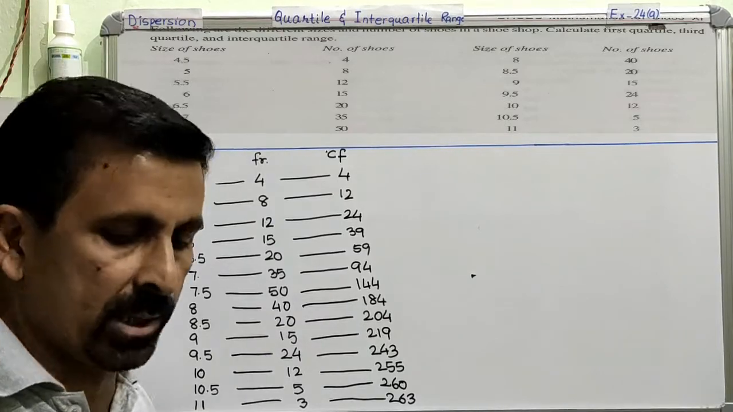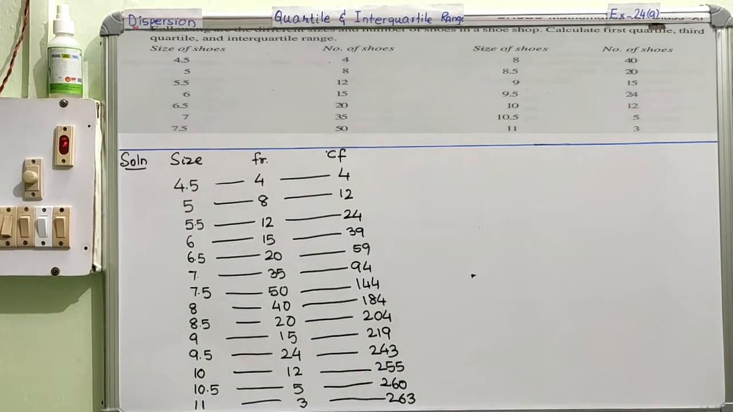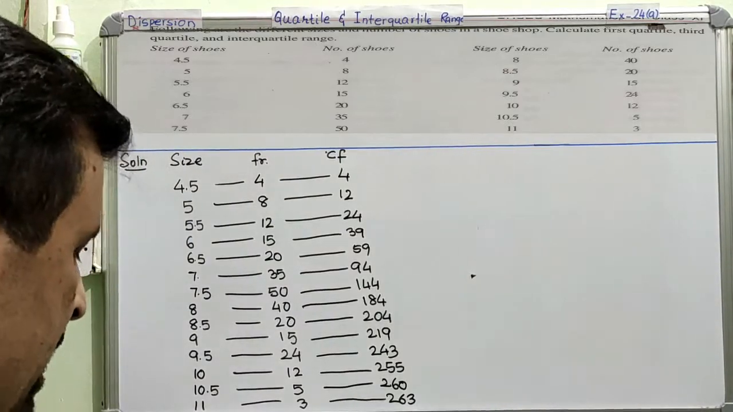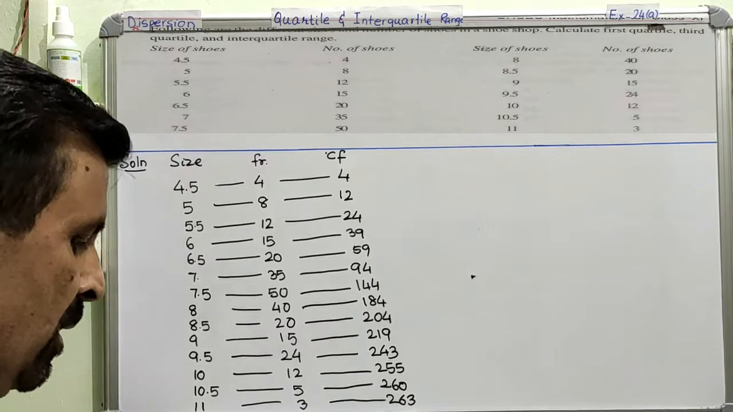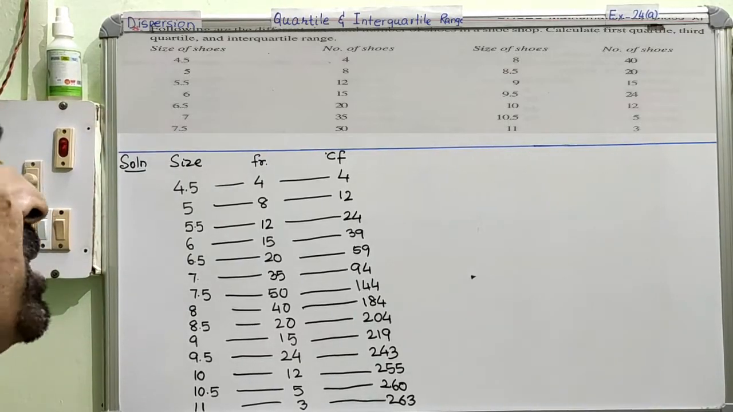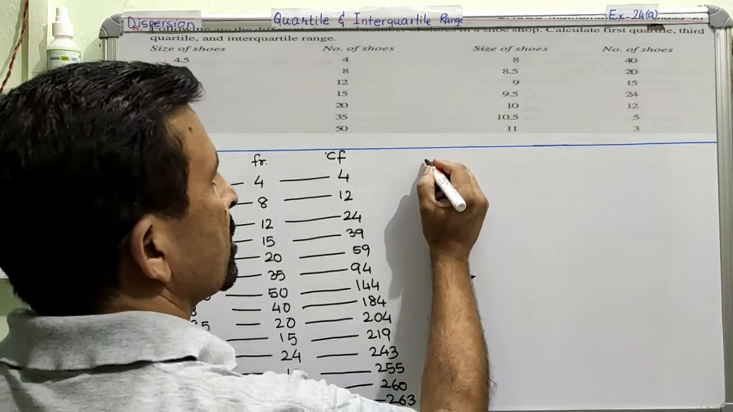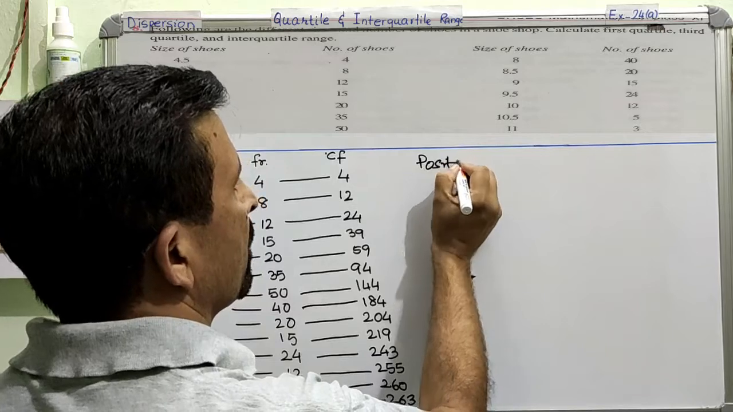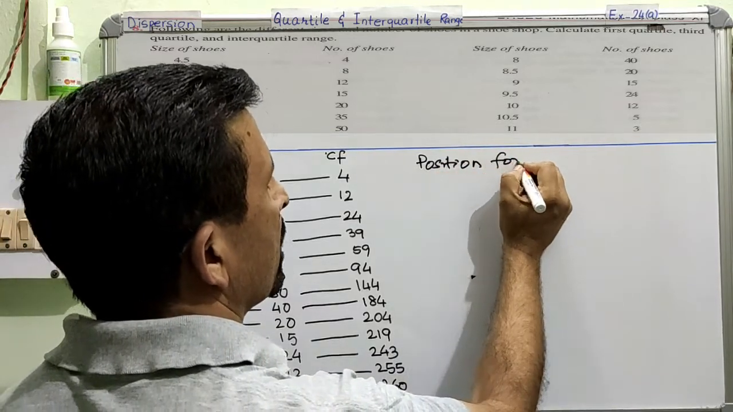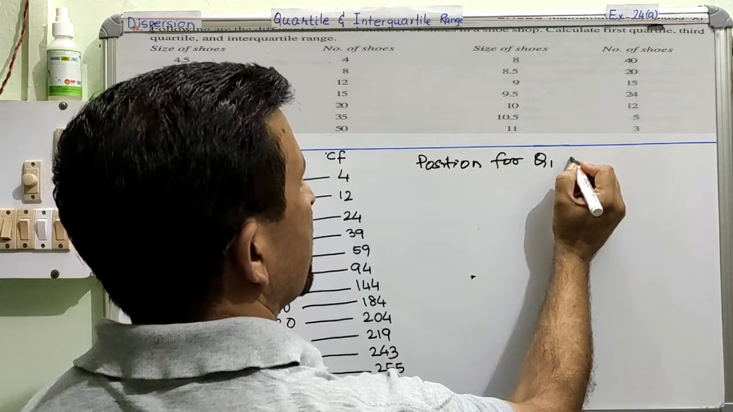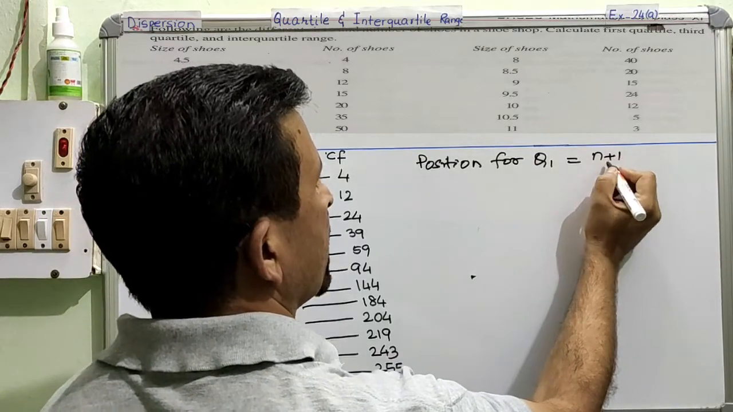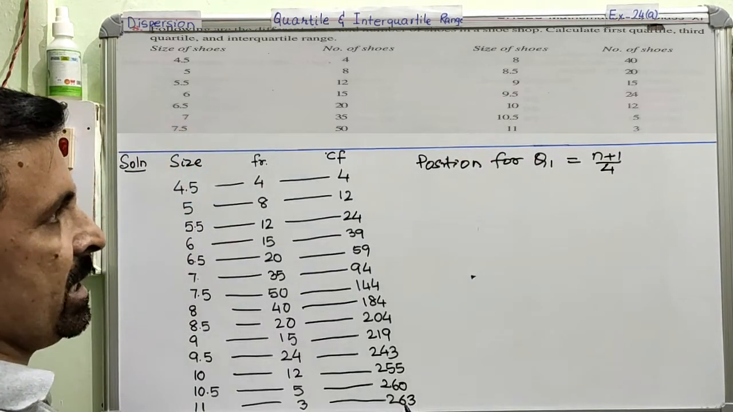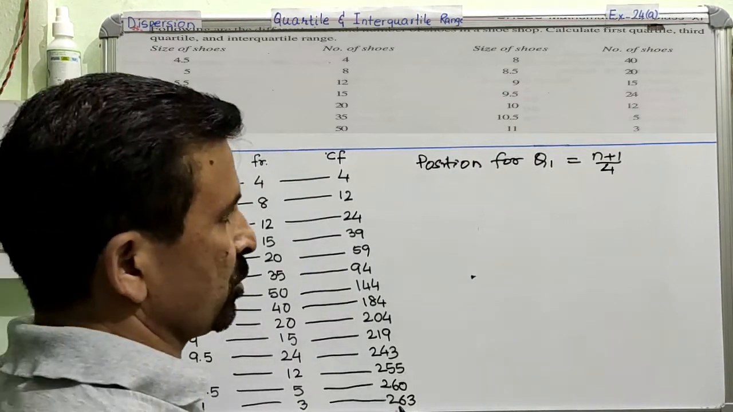Now we are going to find out the two quartiles. Is this very clear? So for finding the quartile, we will find out the position, right? So the position for Q1 will be n plus 1 divided by 4, where n is the final cumulative frequency. This is 263.